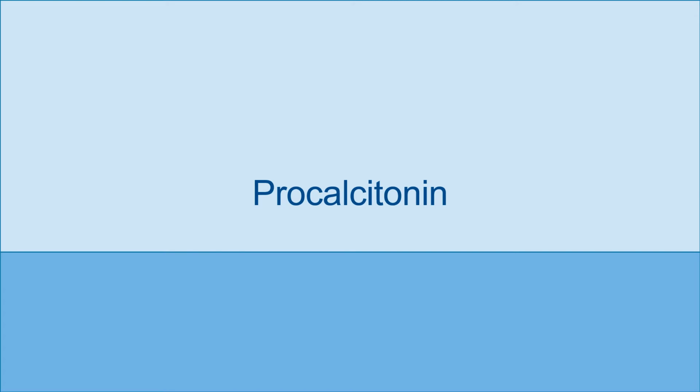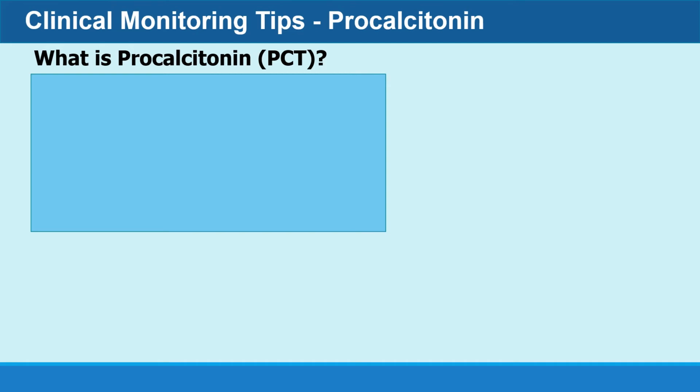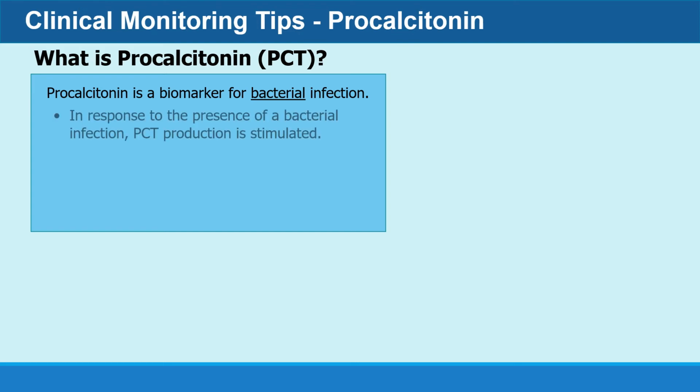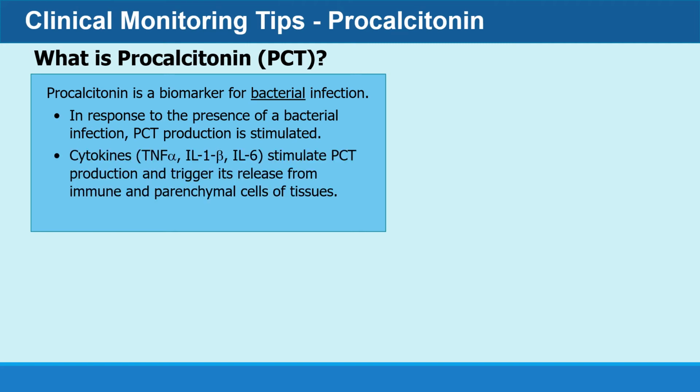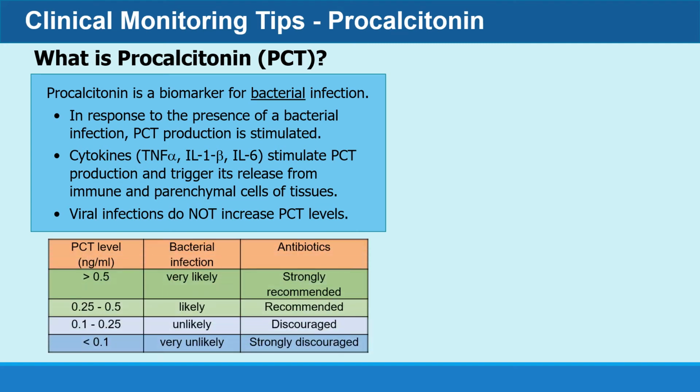Let's talk a little bit about a new monitoring parameter called procalcitonin. So what is procalcitonin? Procalcitonin is a biomarker for bacterial infection. In response to the presence of a bacterial infection, procalcitonin production is stimulated. Cytokines stimulate procalcitonin production and trigger its release from immune and parenchymal cells of tissues. It's important to note that viral infections do not increase procalcitonin levels.